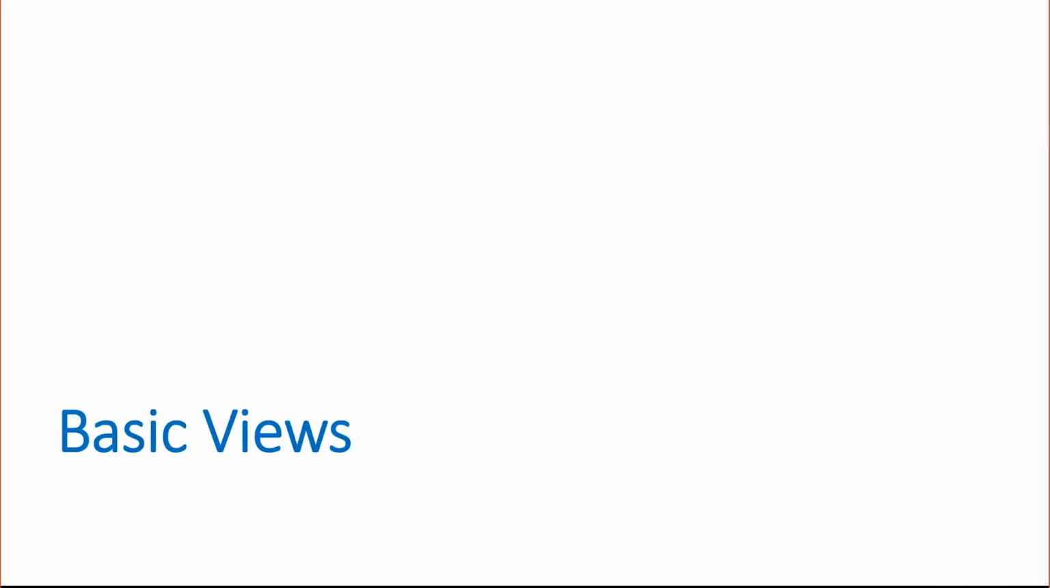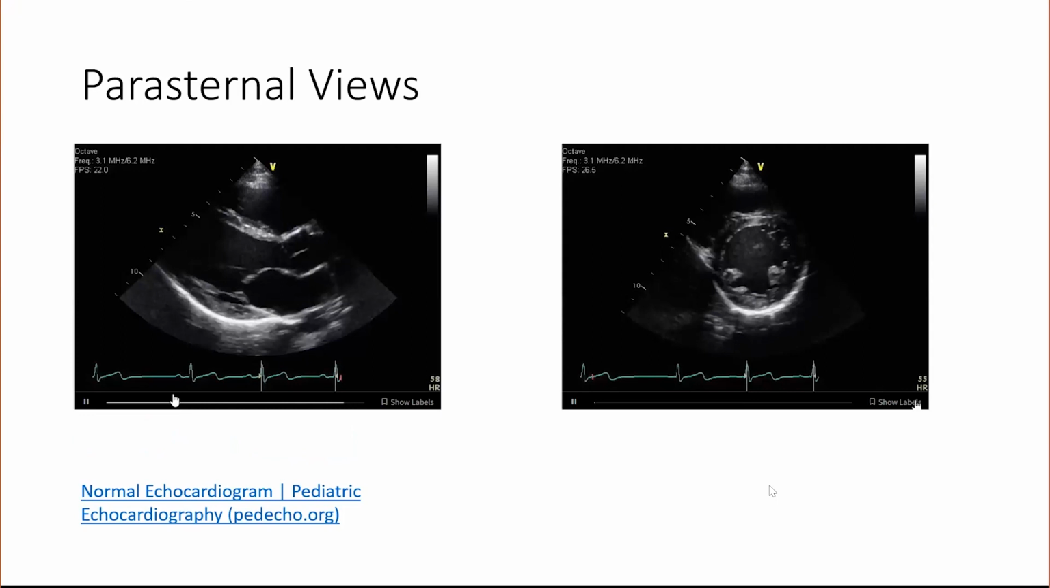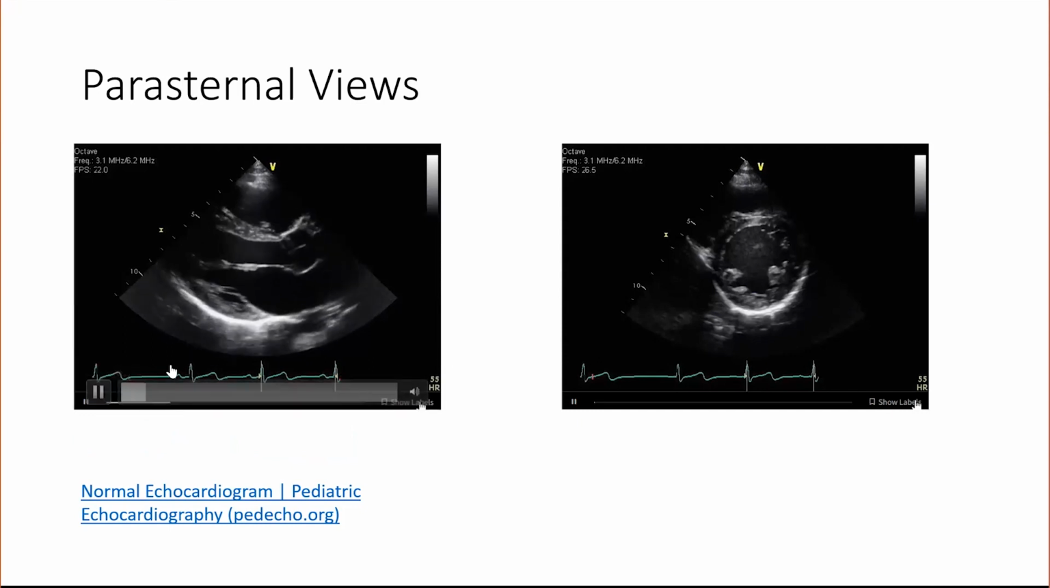So, basic views. The first thing that we do when we start doing an echo is a parasternal long axis. This is a relatively easy to obtain view. The probe is on the left sternal border, second or third intercostal space, the marker pointing towards the patient's right, and it provides good assessment of the left ventricle, mitral valve, aortic valve, and right ventricular outflow tract. It's also good for assessing the function.